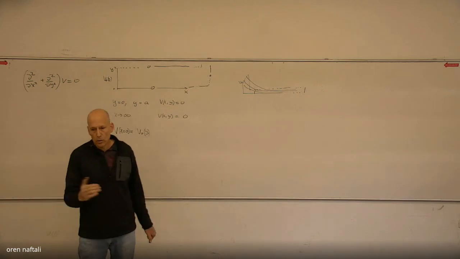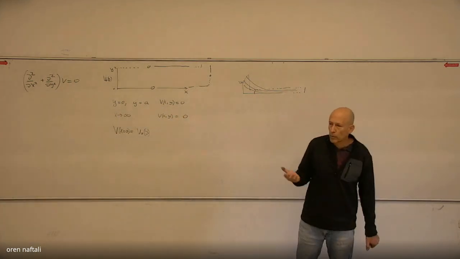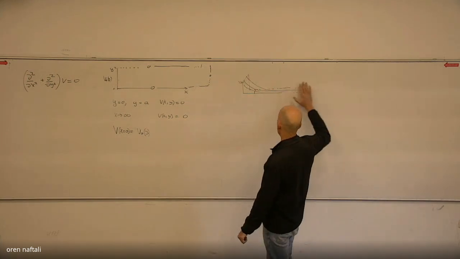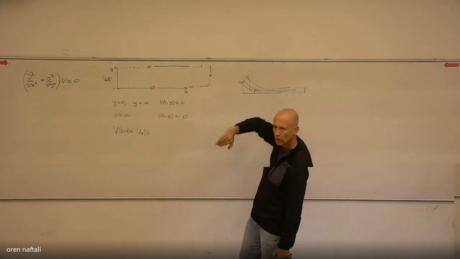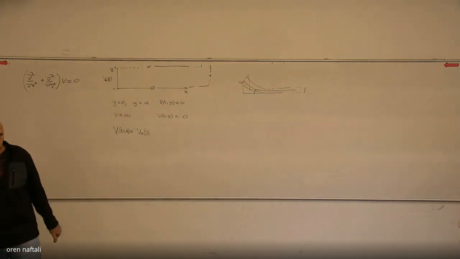There's no extremum. There cannot be a maximum and a minimum, which means that in this case it just has to go down smoothly, in this kind of arc, right? So this is the solution. We don't need to solve anything.